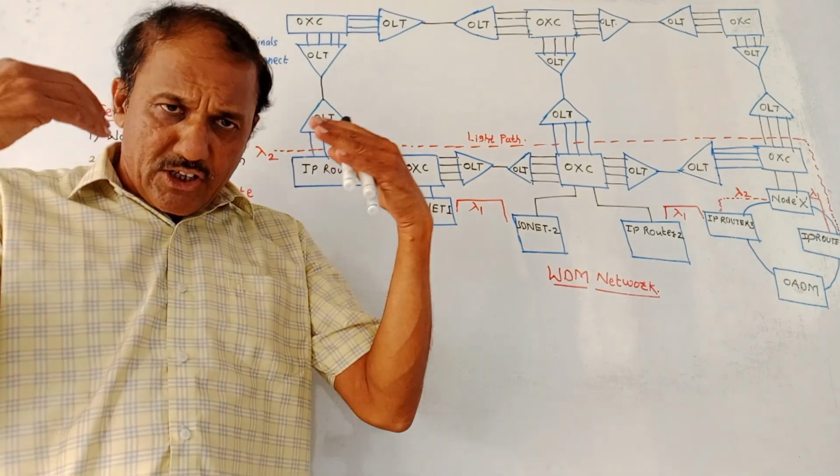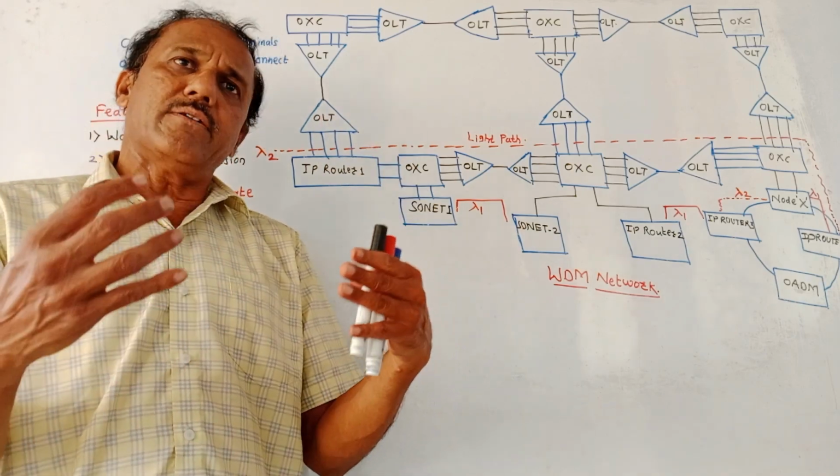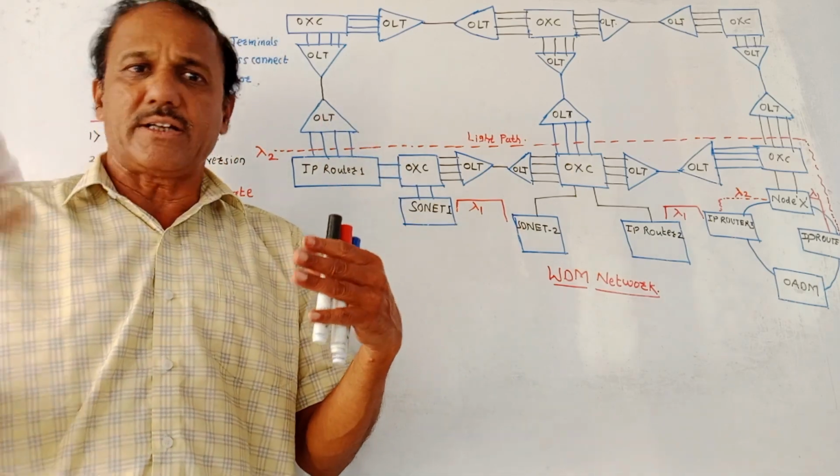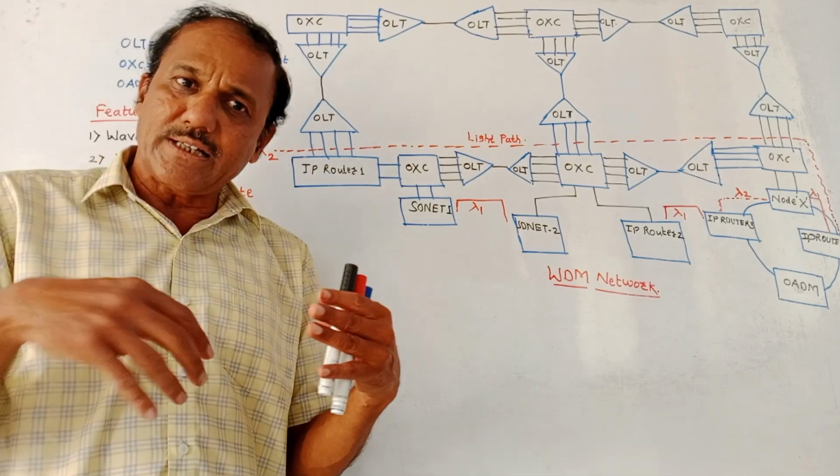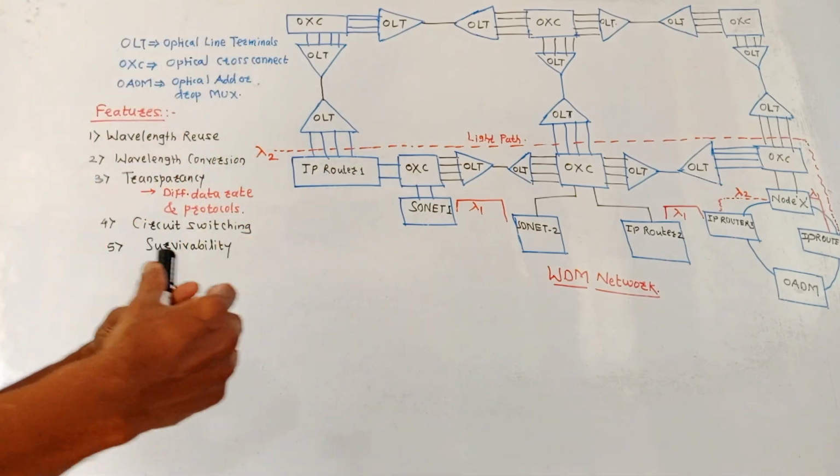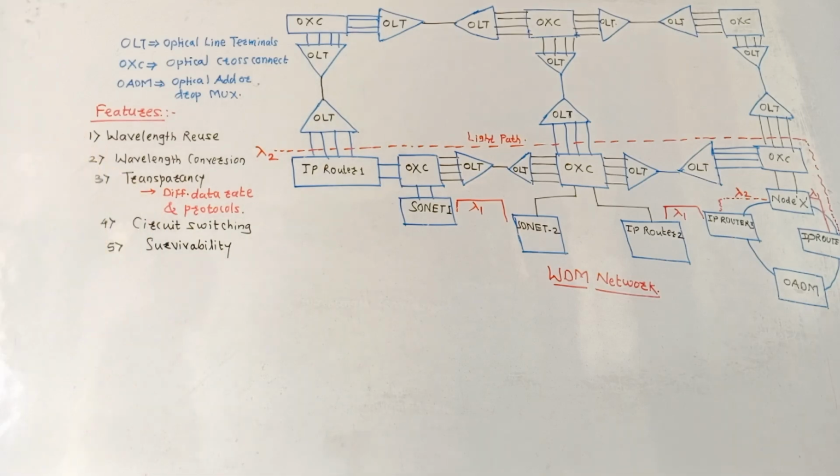This you can well check the defects in the system, and whenever any light path is in defect, the network provides some extra path. So this is the survivability.